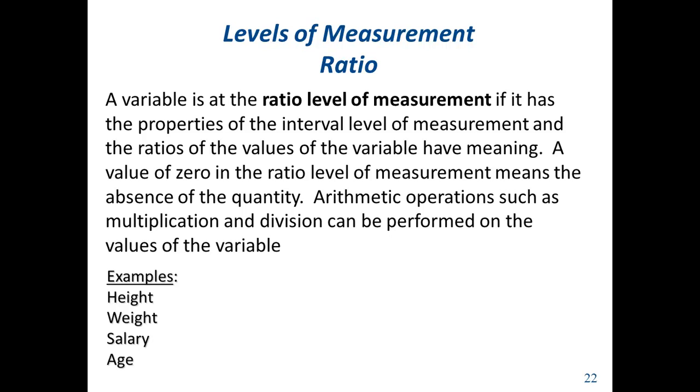While for the ratio, a value of 0 in the ratio level of measurement means the absence of the quantity. You cannot have negative numbers, and 0 means absence of the event. Some examples: height, you cannot have a negative number; weight, the same thing; salary, age and so on.